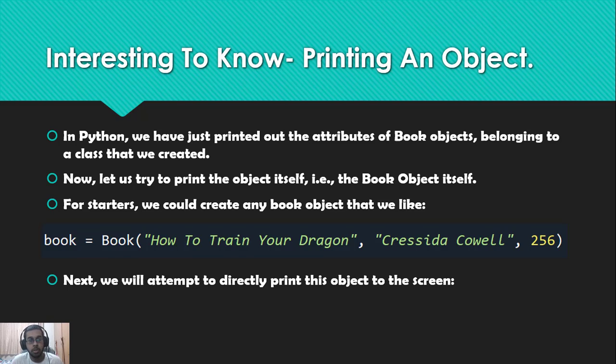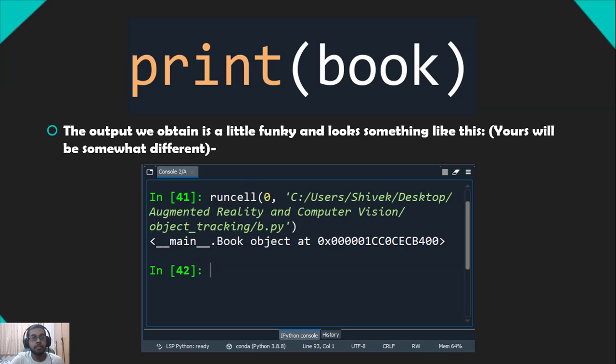Book is equals to Book, How to Train Your Dragon, Cressida Cowell, 256. Next, we will attempt to directly print this object to the screen. Print book. The output we obtain is a little funky and looks something like this. Yours will be somewhat different.